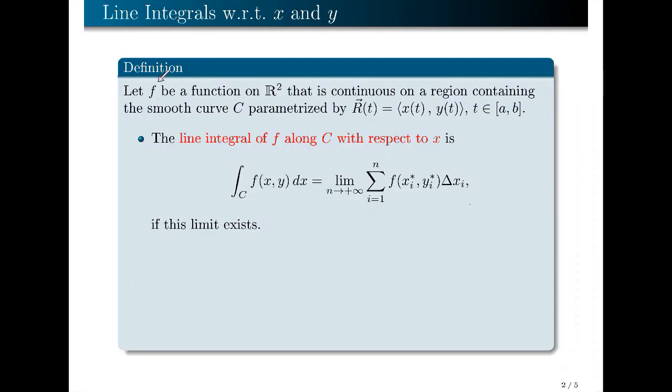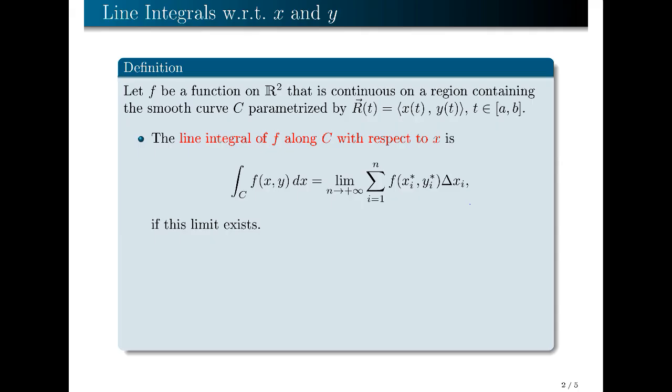Let f be a function in two variables x and y that is continuous on some region that contains a smooth curve C, where C is parameterized by the vector-valued equation r of t, whose components are x of t, y of t, and with parameter t in the closed interval [a, b]. Then the line integral of f along C with respect to x is given by the limit of the summation of f of xi star, yi star, delta xi, where the sum runs from 1 to n, and the limit is taken as n approaches infinity, provided that this limit exists.